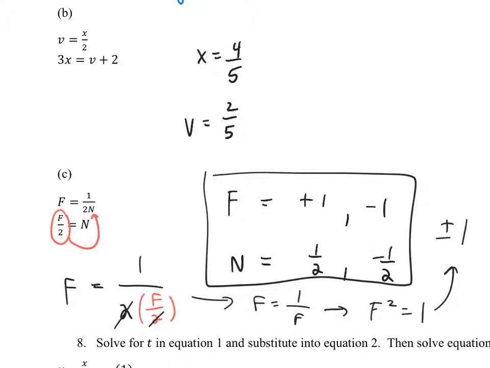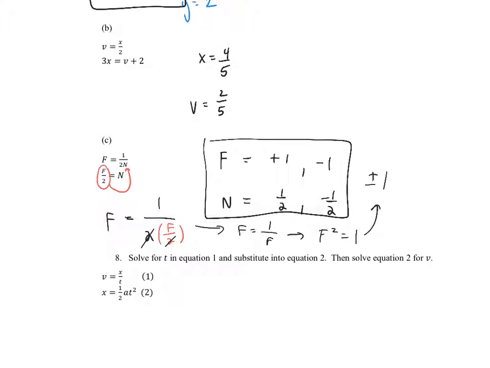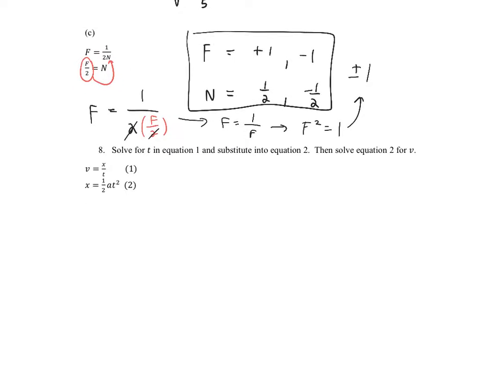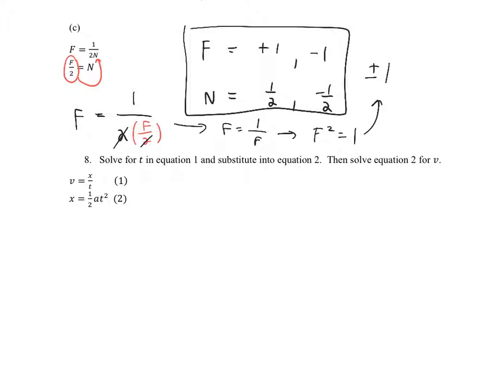Number 8. Number 8 was only confusing because you're not getting an answer as a number here. You notice for number 8, your answer is not a numerical final answer. It is an algebraic answer. It says, solve for t in equation 1. What do you get when you solve for t in equation 1? Regina? X over v. T equals x over v. I agree. And then substitute that into equation 2. Here's equation 2.